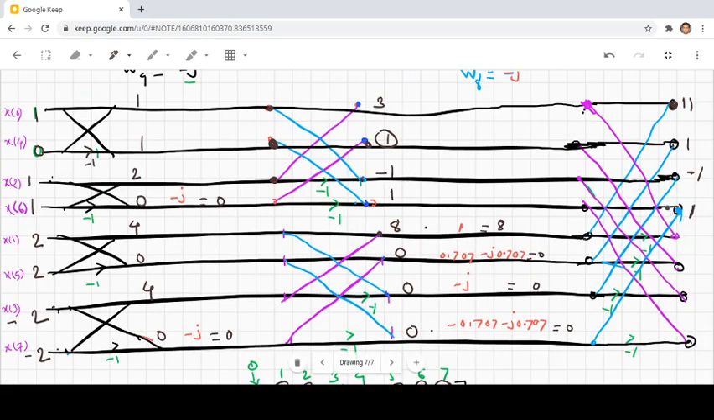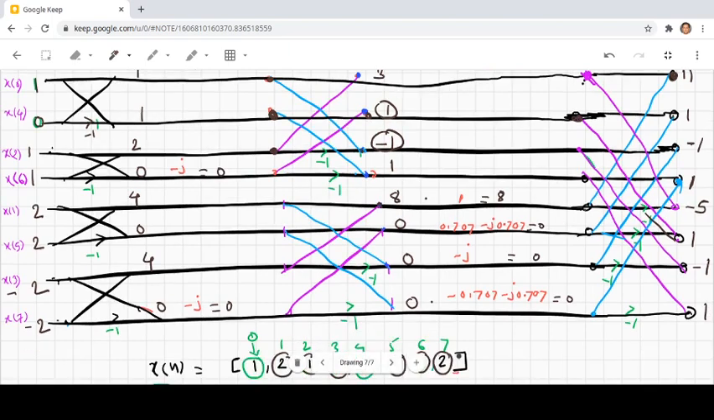Here I am getting 3 from the upper branch and 8 multiplied by minus 1, that is minus 8, so 3 plus minus 8 is minus 5. I am getting 1 from the upper branch, 0 from the other side, so I should say 1 here. Here I am getting minus 1 from this side, 0 from this side, so I am getting minus 1 here. Here I am getting 1 from the upper branch, 0 from the bottom branch, so I should get 1 again.